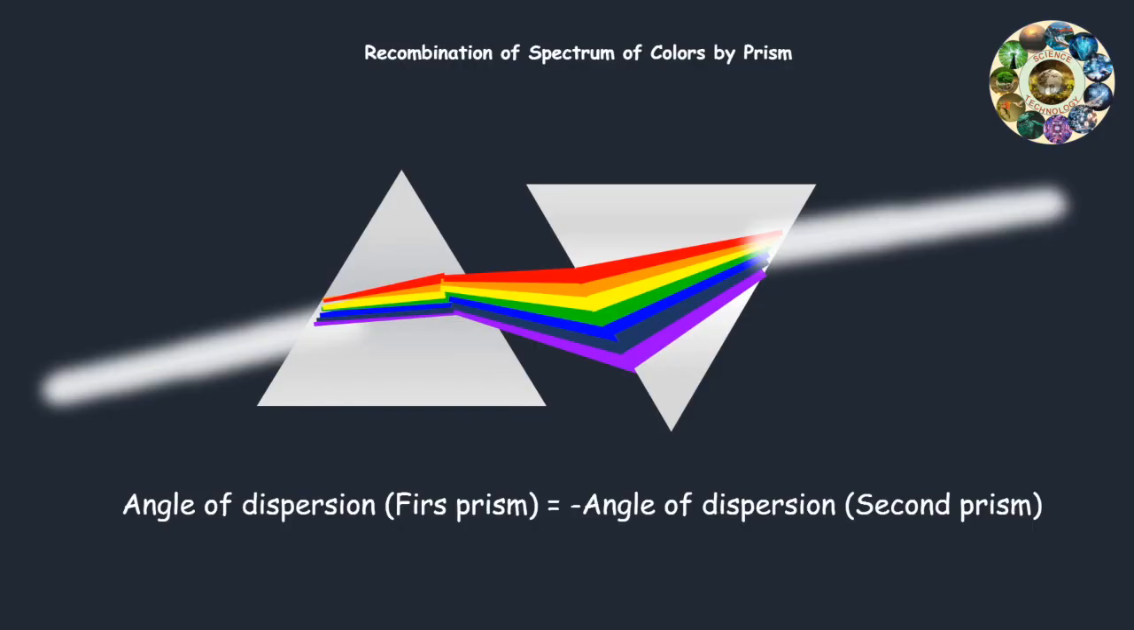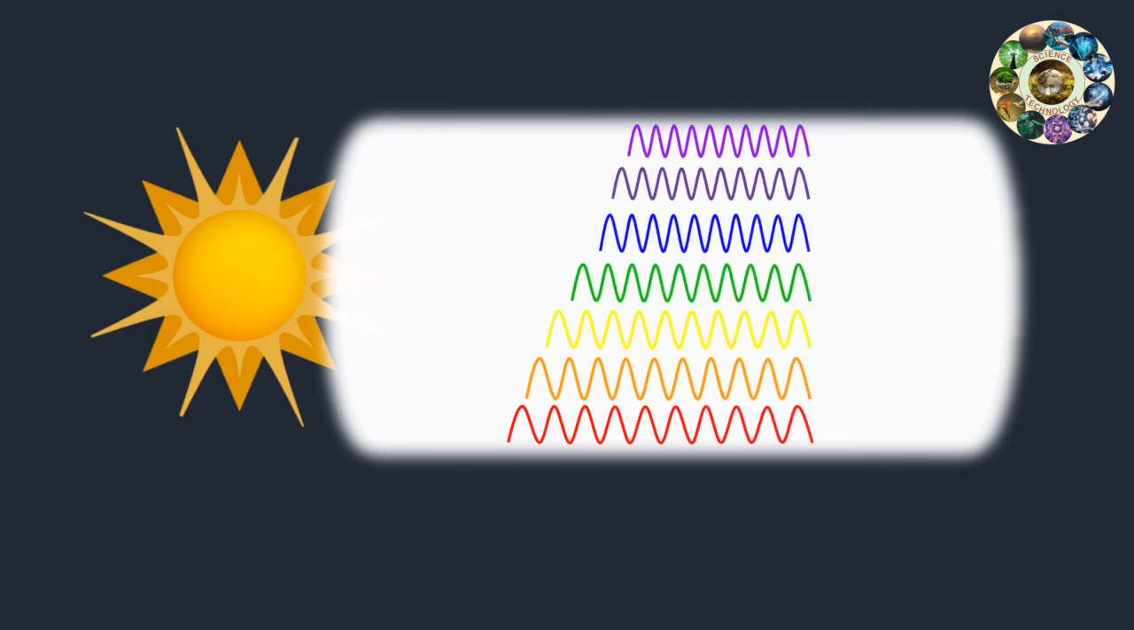It is to be noted that the incident white light and the emergent white light may or may not be in the same direction. The inference of this experiment helped Newton conclude that the sunlight is made up of 7 colors. Such a crucial observation forms the basis of our understanding of various natural phenomena occurring in nature.